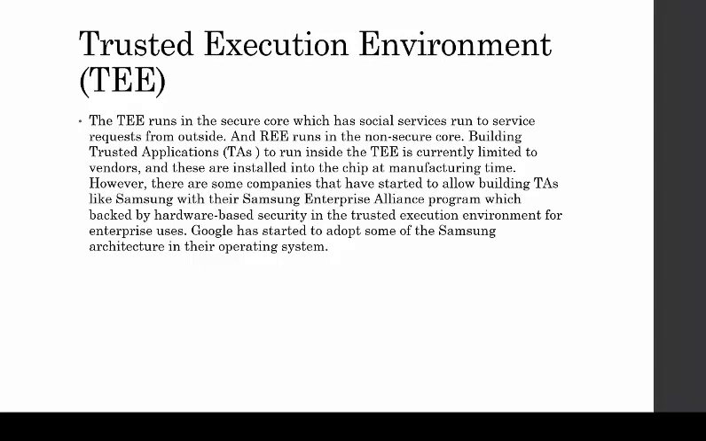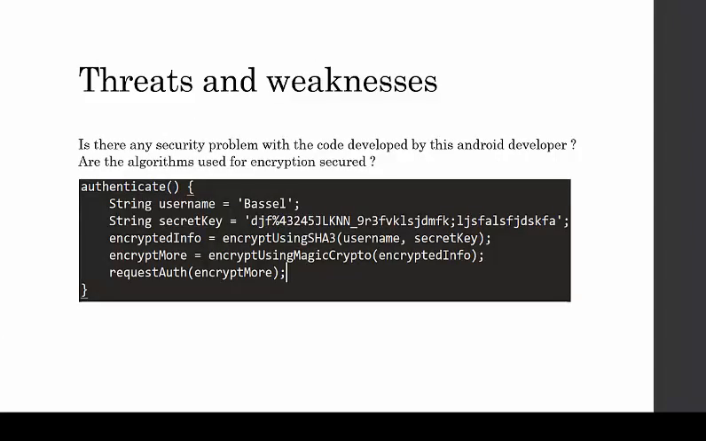The TEE runs in the secure core, which has secure services that run to service requests from outside, and the REE runs in the non-secure core. Building trusted applications, or TAs, to run inside the TEE is currently limited to vendors, but Samsung has developed their architecture to enable the usage of TEE for enterprise. Google has started to adopt some of their architecture in Android.